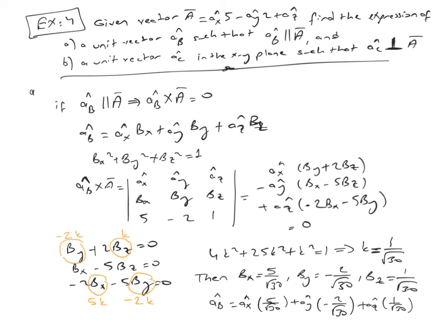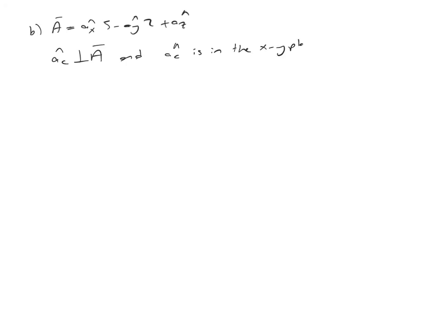this was part A, and in part B, vector A is equal to, and this unit vector is perpendicular to vector A, and this unit vector is in the xy plane, and we are asked to find this unit vector.